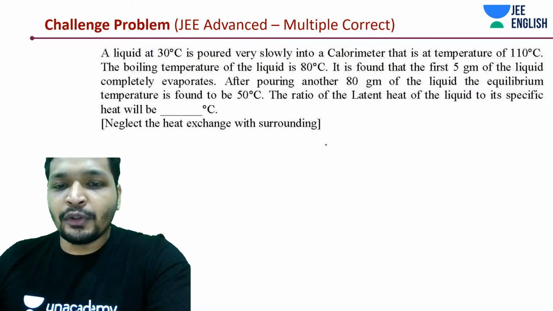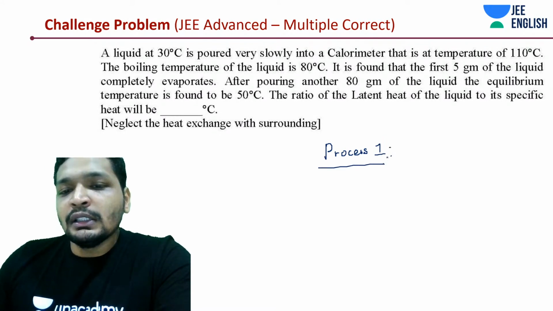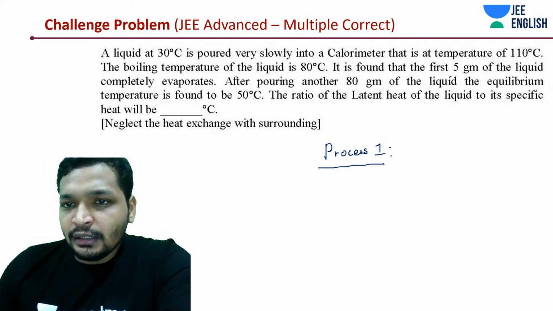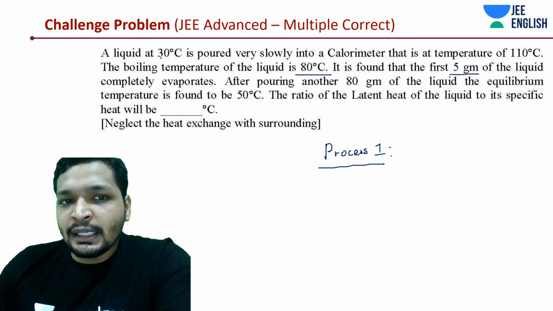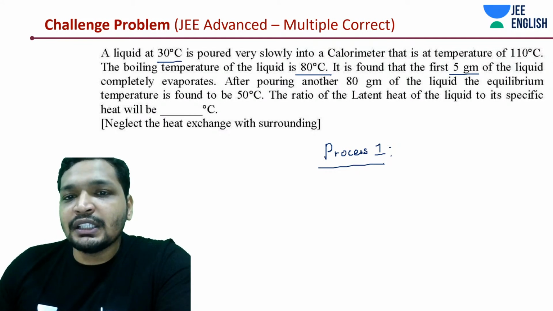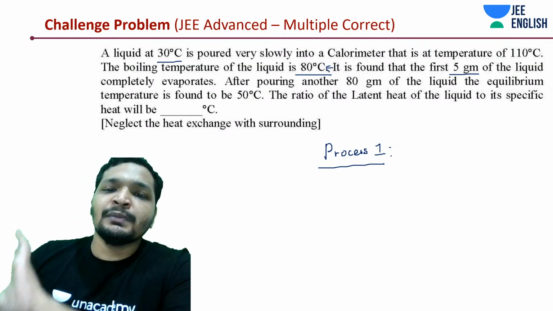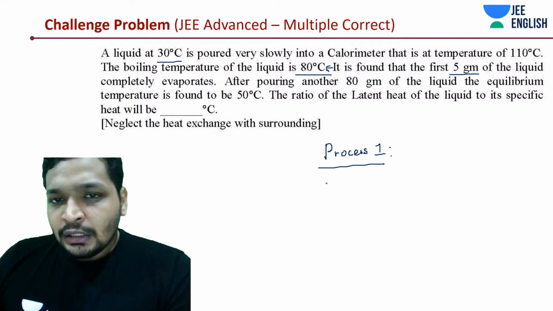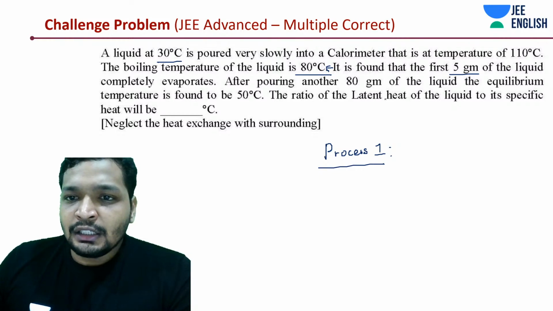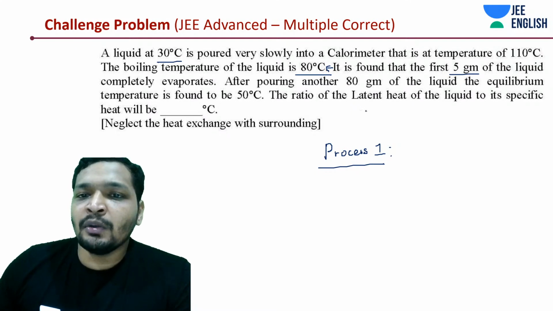It's really simple. So process 1, I would like to write the equation. If you remember what happened, the 5 grams of the liquid evaporated and reached 80 degrees Celsius. From 30 degrees, it has reached 80 degrees Celsius, and only the first 5 grams evaporated. Beyond that, it's not able to come to that 80 degrees. Anyway, what is the ratio of the latent heat to its specific heat? It's all about the liquid.